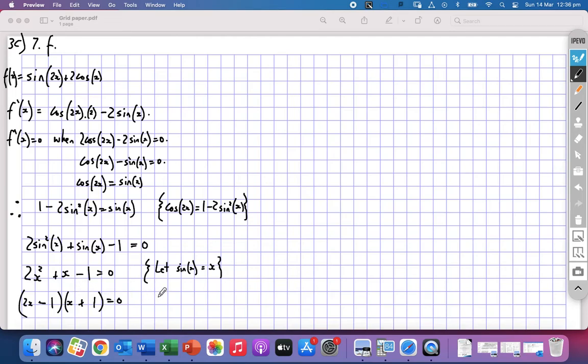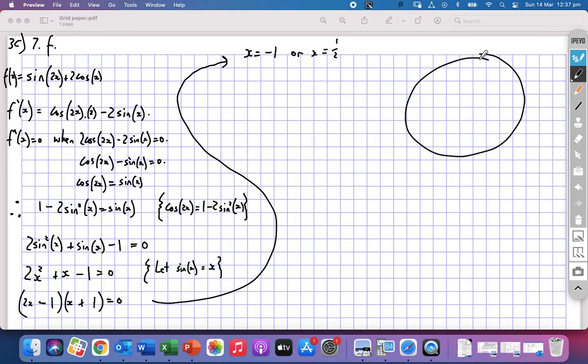So from there, run out of room. You should always just keep working down the page if you can. I could say that x equals minus 1, or 2x minus 1 equals 0. So if 2x minus 1 equals 0, how do I make that 0? I need x to be a half. And now it's a bit easier to go to the unit circle. So you do have to go to the unit circle again. Right.